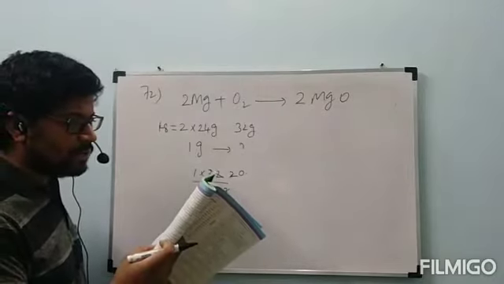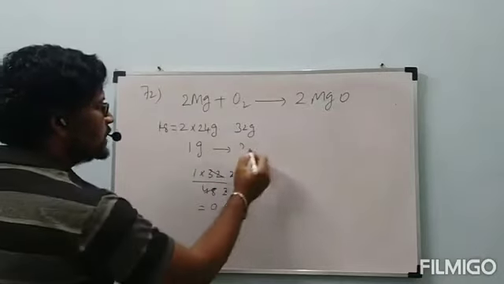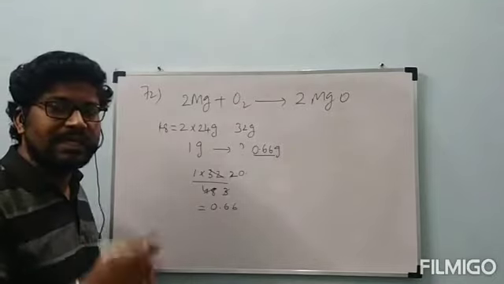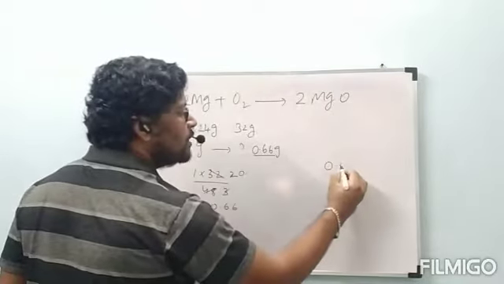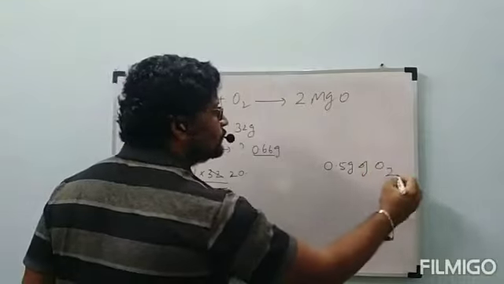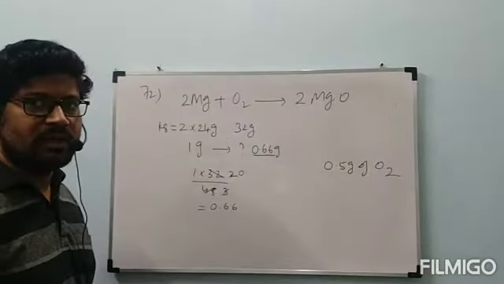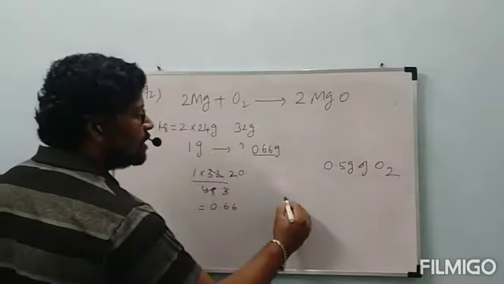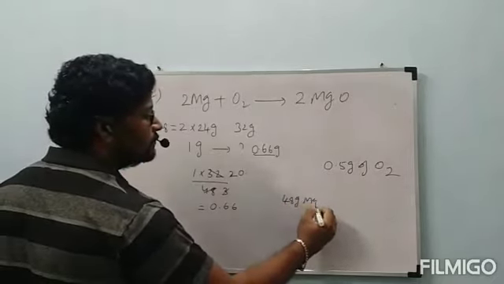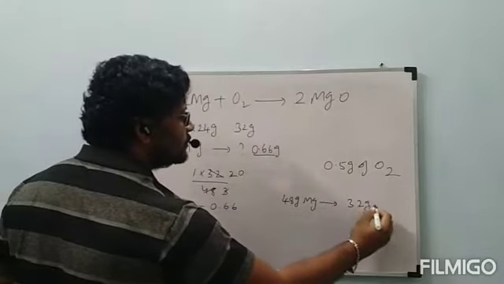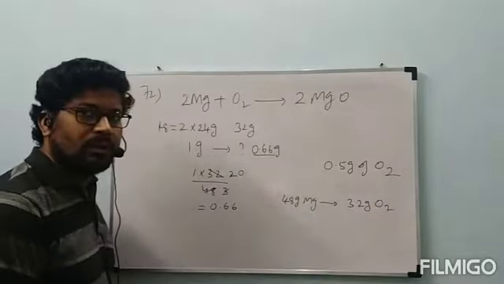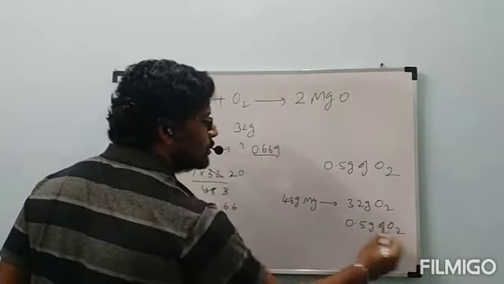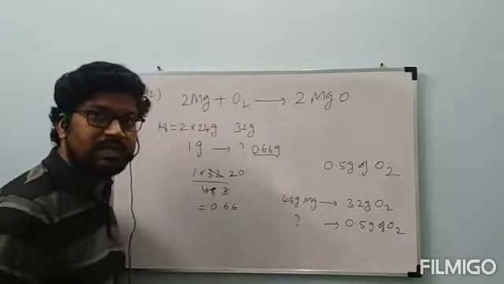But how much oxygen did they give? Actually, 0.66 grams should be required, but they supplied only 0.5 grams of oxygen. Then we have to find one more time: 48 grams of magnesium reacts with 32 grams of O2, then 0.5 grams of O2 reacts with how much magnesium?